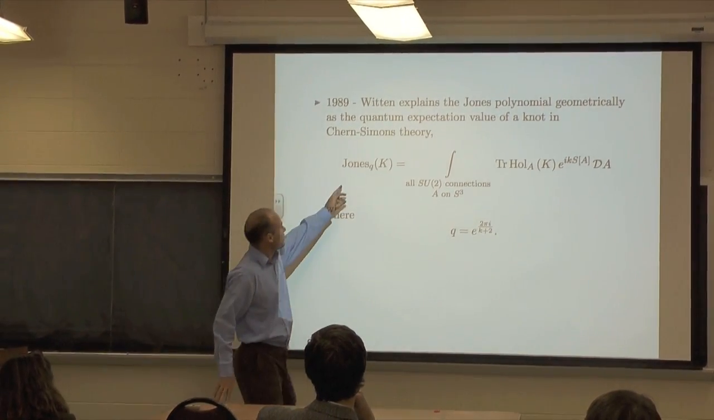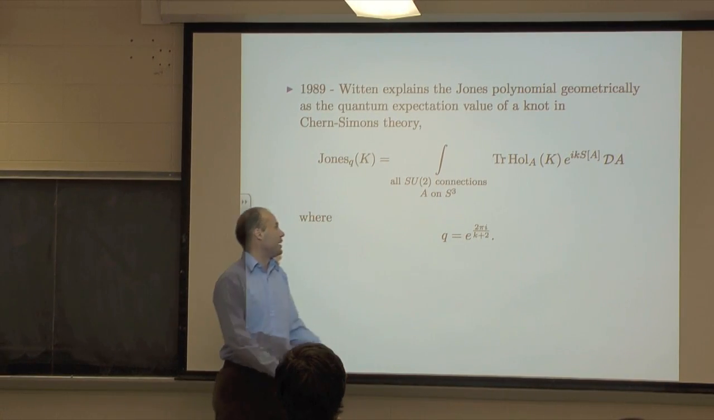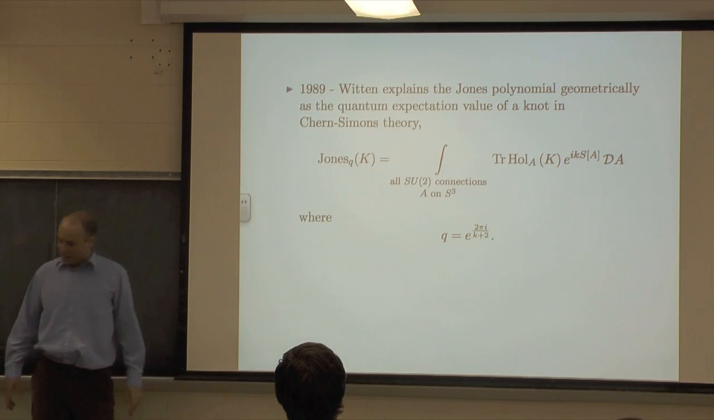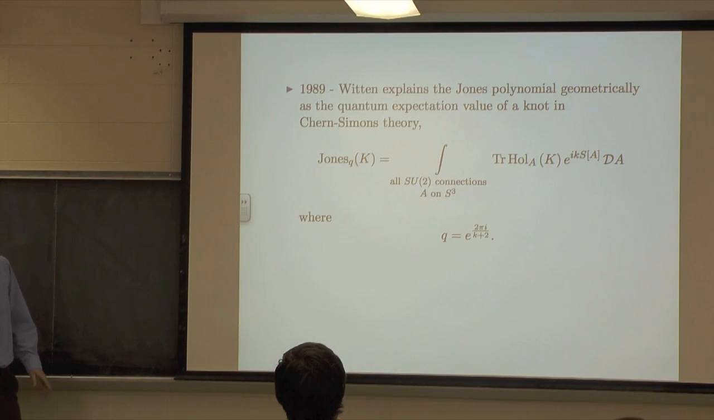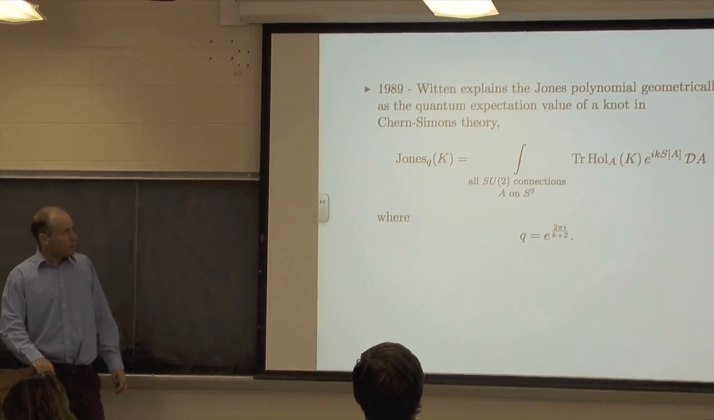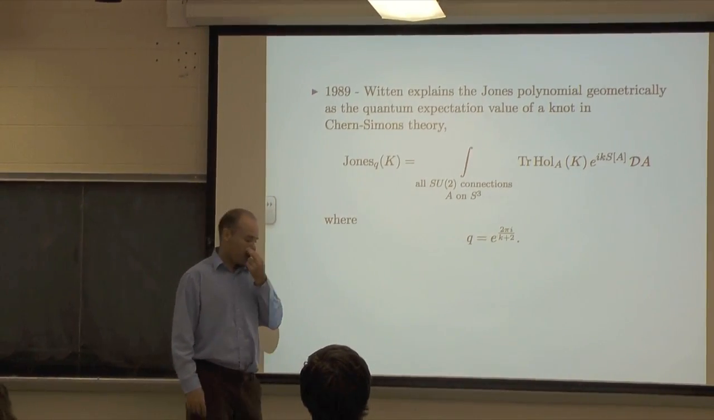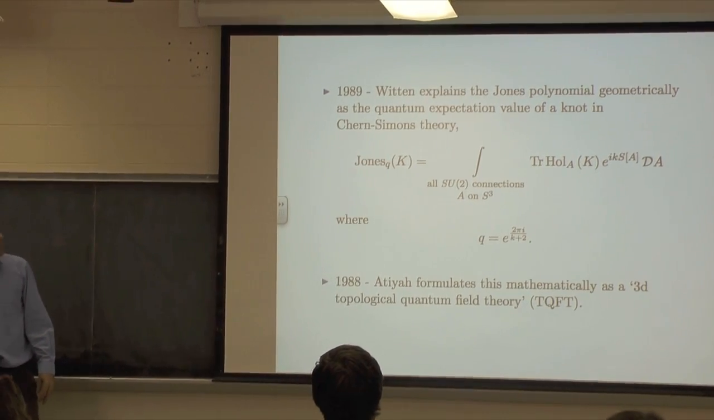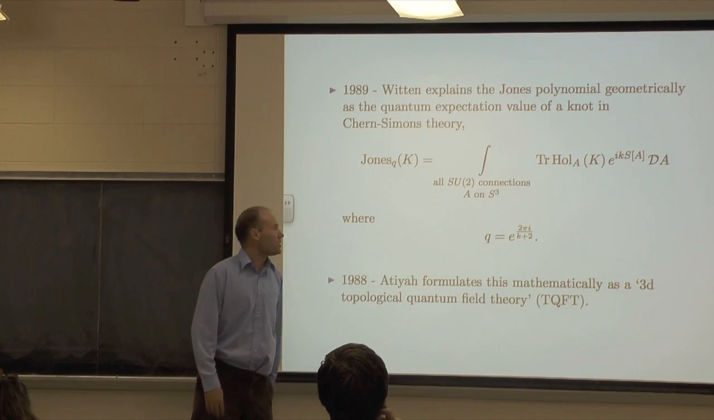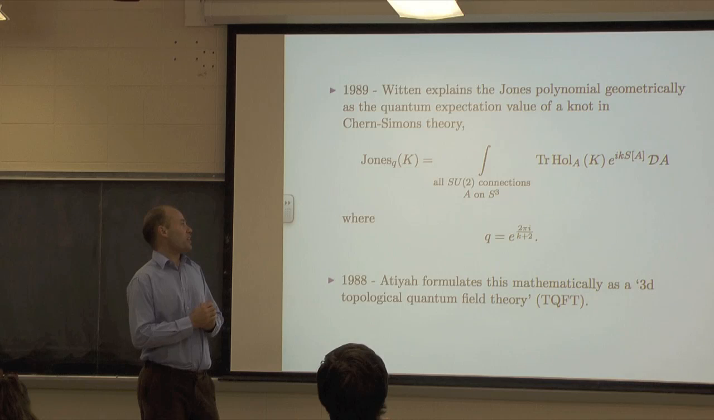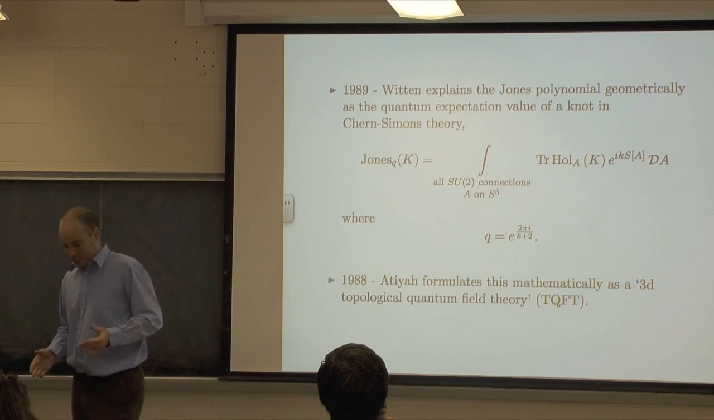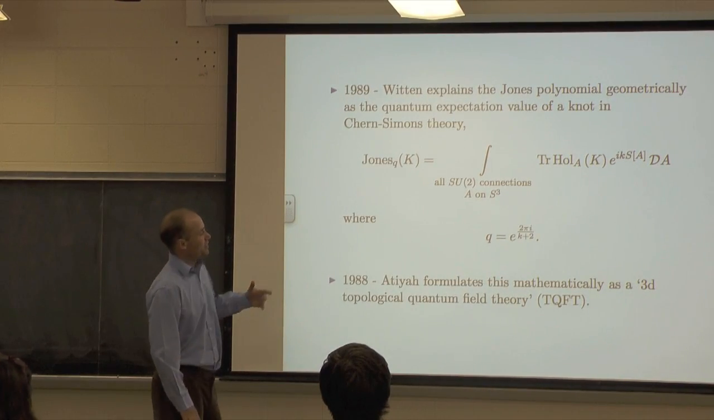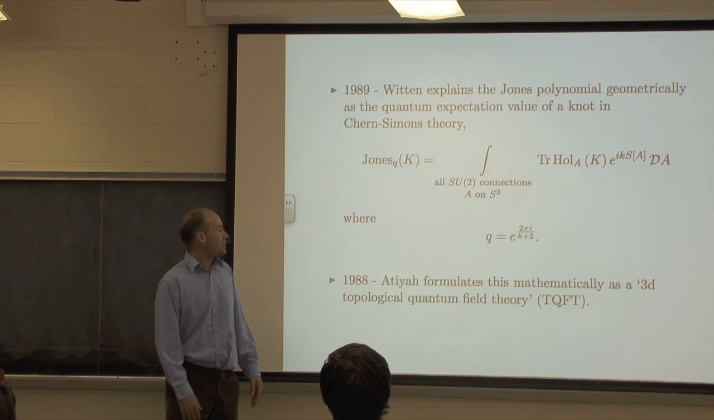But nevertheless, where does q enter? q is equal to e to the 2πi over k plus 2. So we identified q as being some kind of a root of unity, or at least related to one. And there's a weight factor that we weight each connection by, and that's the Chern-Simons action of the connection. Okay. So it's a sort of beautiful geometric statement, but unfortunately requires a path integral to make precise. But Witten was able to calculate with this, and you know he won the Fields Medal for that.